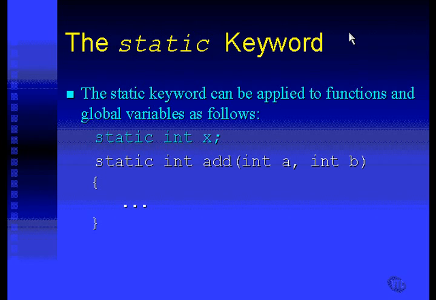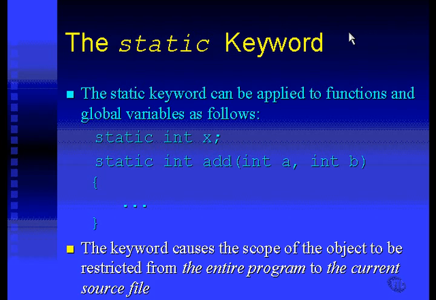But I'd just like to focus on this first use of the word static here as it applies to global functions and global variables. If you put the word static in there, it has the following effect on the scope of those entities. It restricts the scope from the entire program to the current source file.